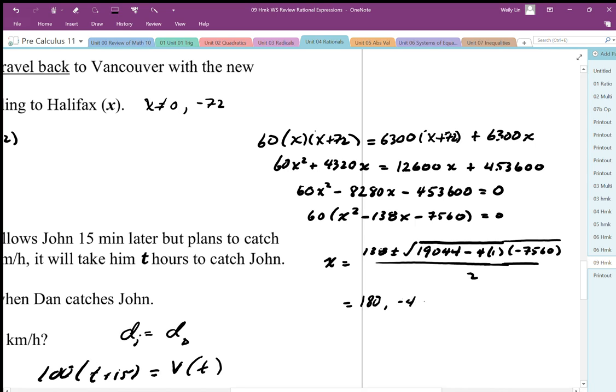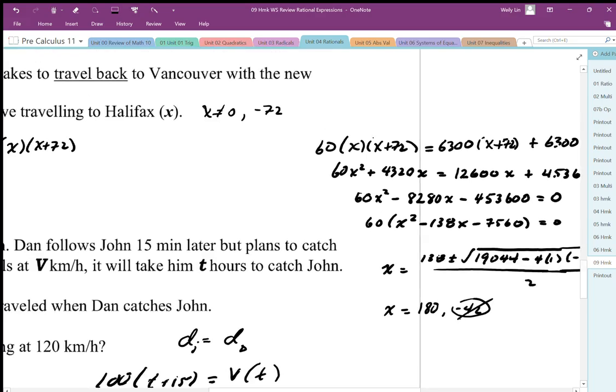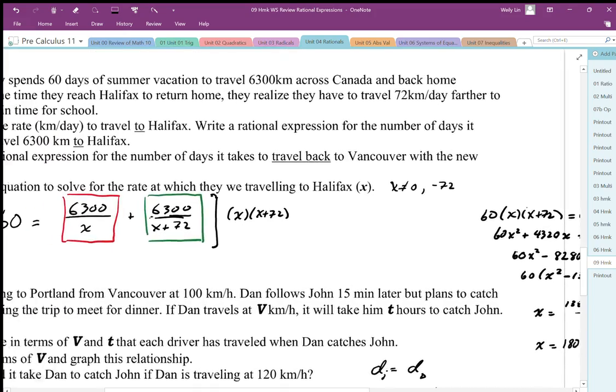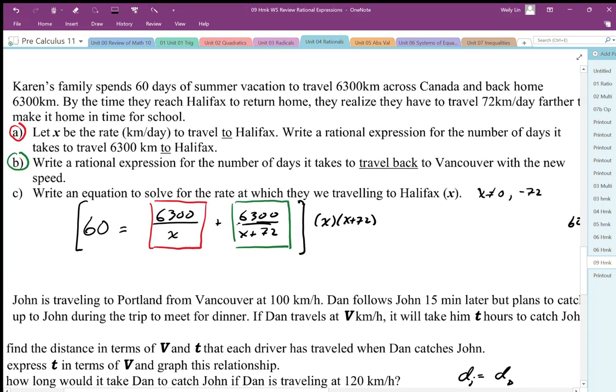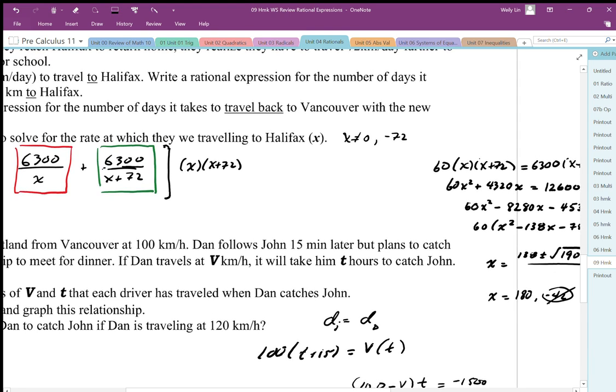We know that that is not a valid solution. So the original velocity we're traveling per day was 180 kilometers per day, the rate at which they were traveling to Halifax. On the way home, they would have been traveling at a rate of 252 kilometers per day.